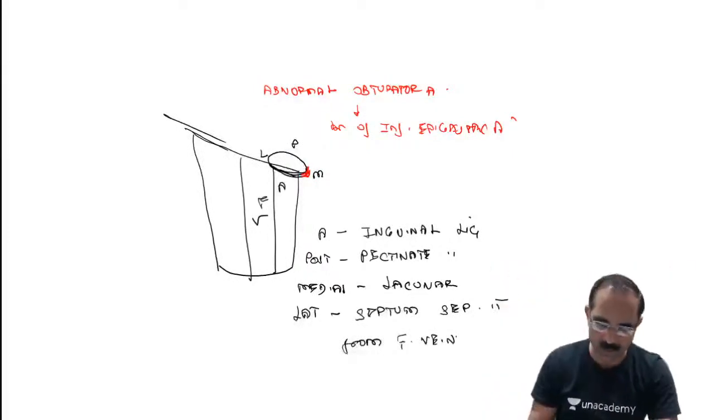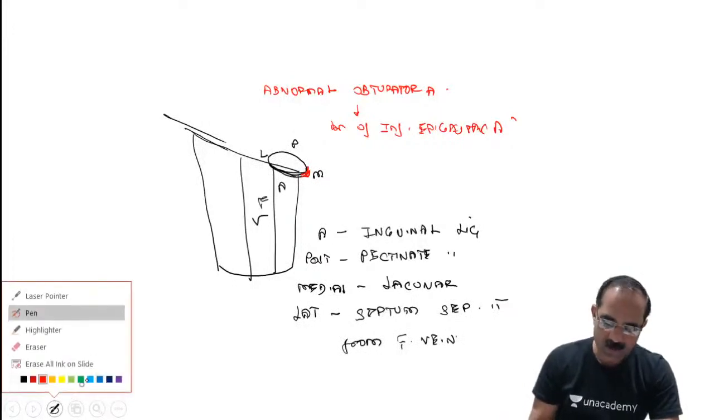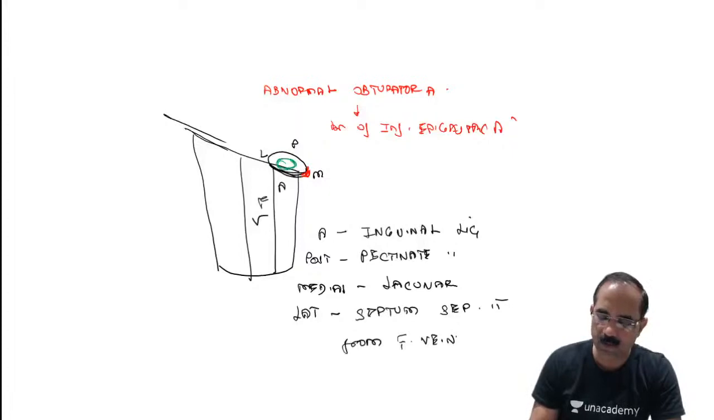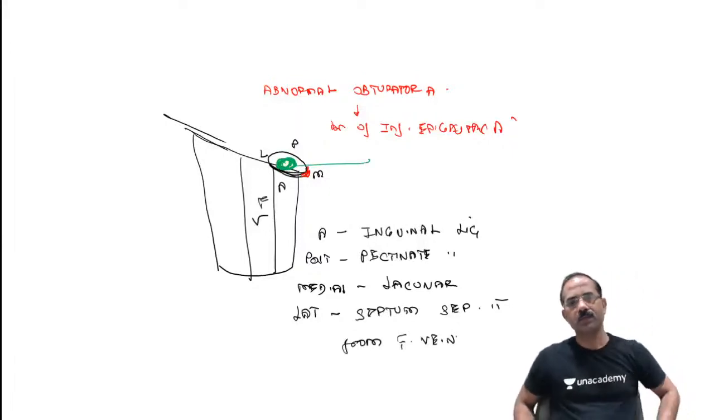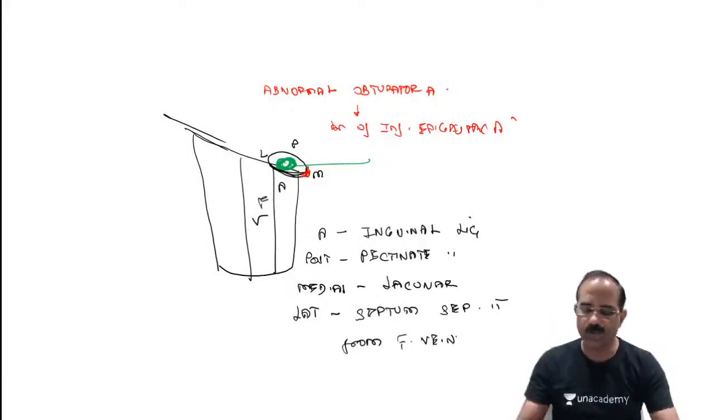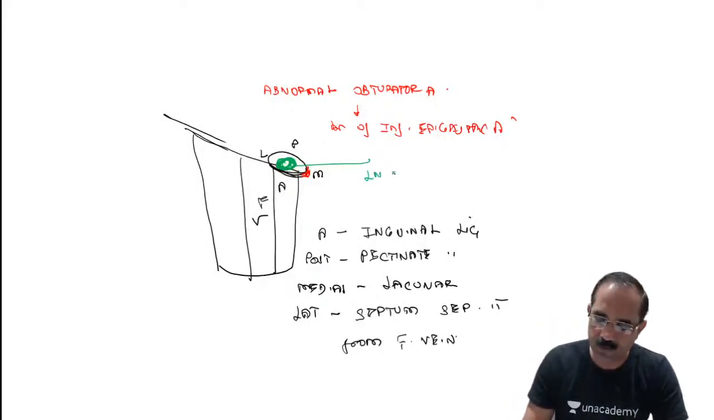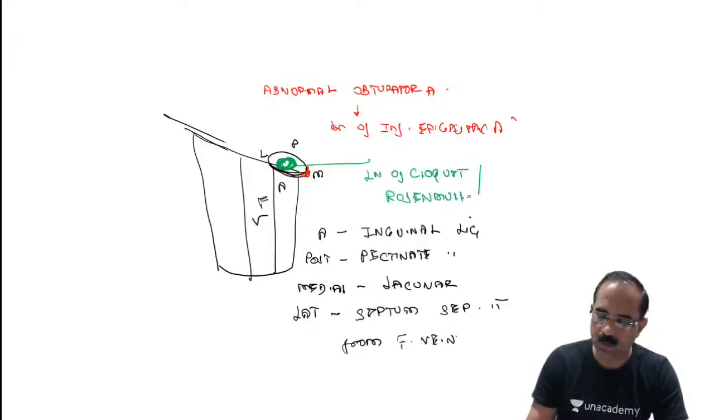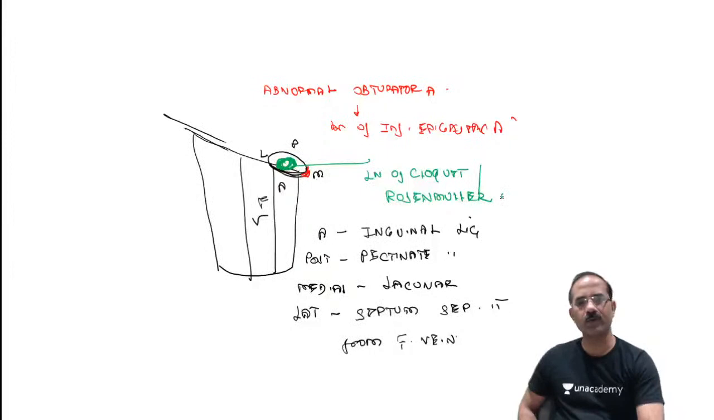Perfect. Very clear to all of you. And tell me, students, there's someone lying here on the femoral ring. What is this which lies on the femoral ring? That's a lymph node, and this is what we call the lymph node of Cloquet, or Rosenmuller.